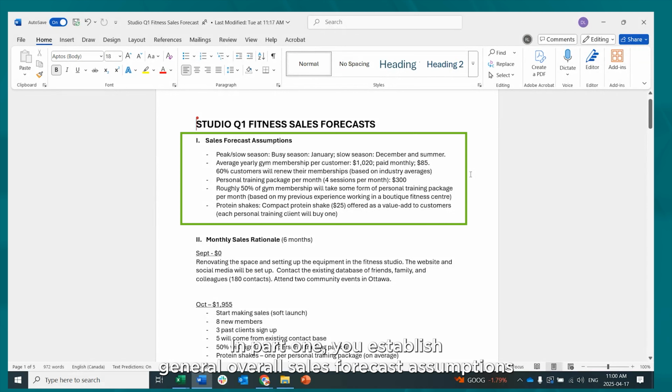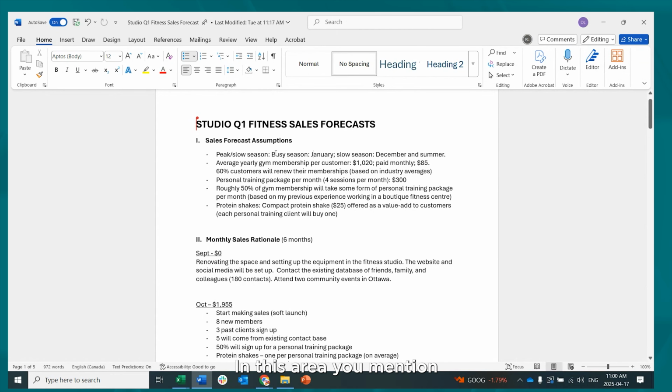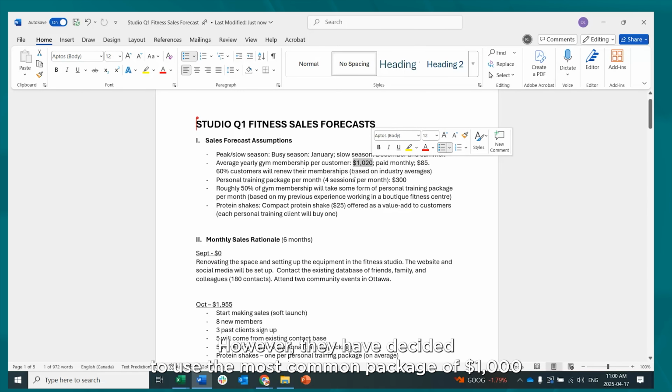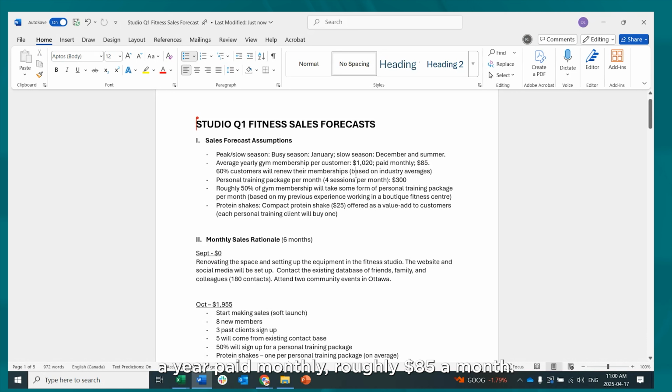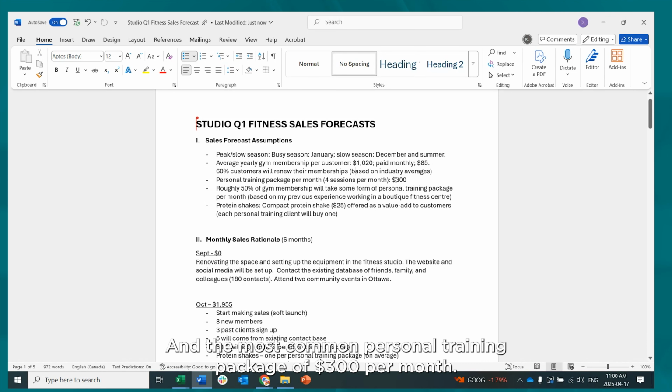In part 1, you establish general overall sales forecast assumptions that you will refer to when inputting your numbers. In this area, you mention your busy seasons and slow seasons if that is relevant to your business. This general assumption makes sense in the context of a gym. The next area to focus on is coming up with your general units of sale. They may be offering different packages to their customers. However, they have decided to use the most common package of $1,000 a year, paid monthly, roughly $85 a month, and the most common personal training package of $300 per month.